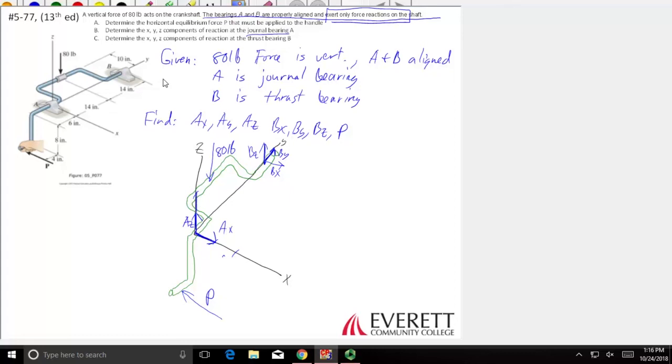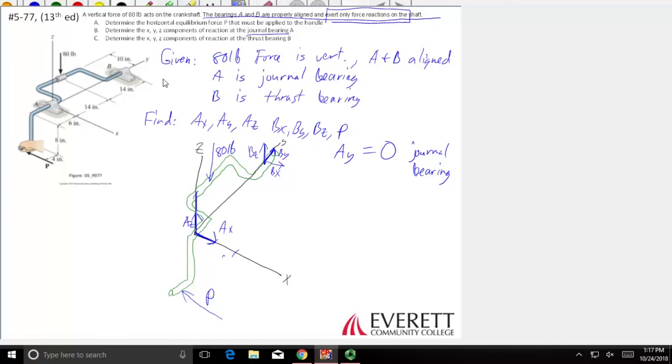Okay, now how many unknowns do we have? 6. And how many equations? 6. All right, but what's going on? If you look at my FBD, I have 7. One of them is 0. Which one do we already know is 0 without any calculations? AY. We know that just from the text of the question, right? It says that A is a journal bearing, so we can already say that AY equals 0, because journal bearings don't have any support along their axis.